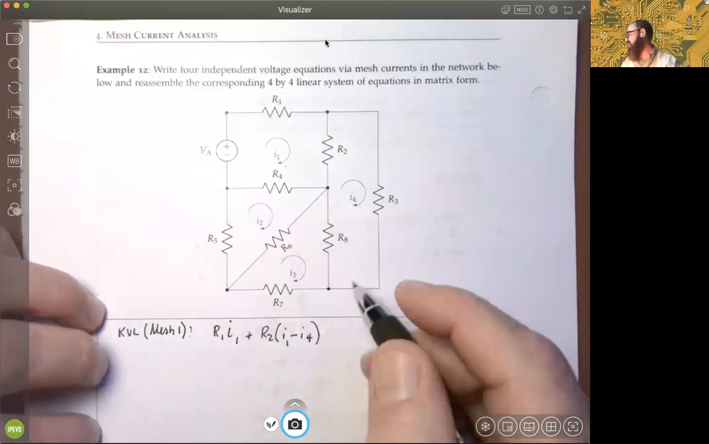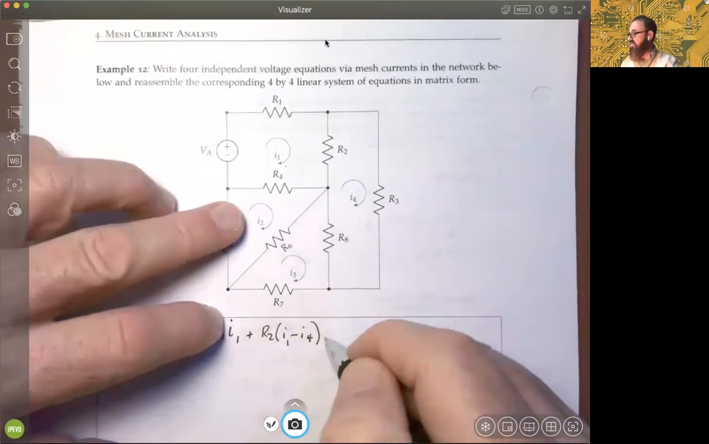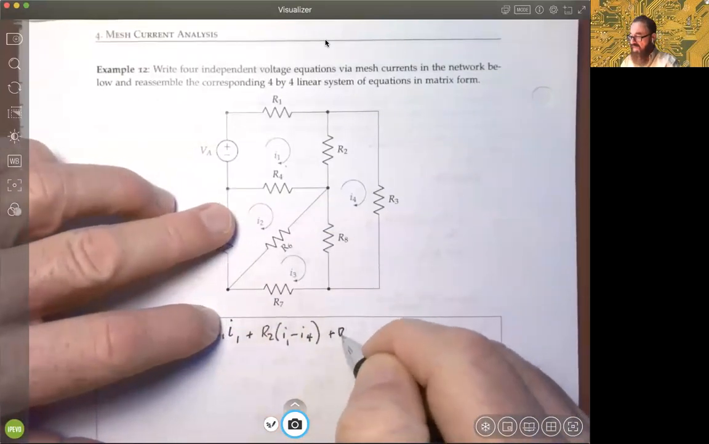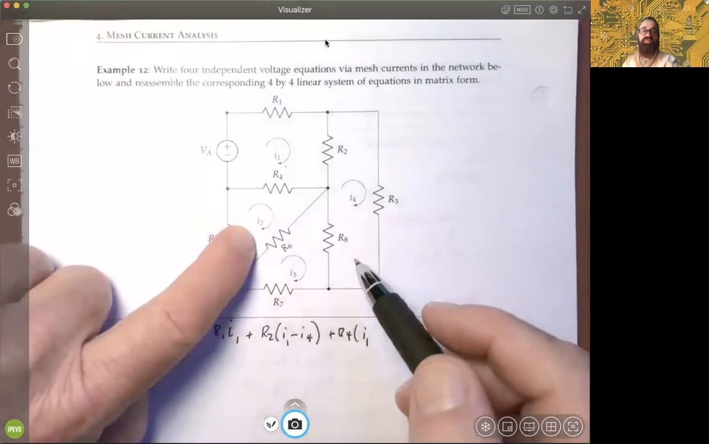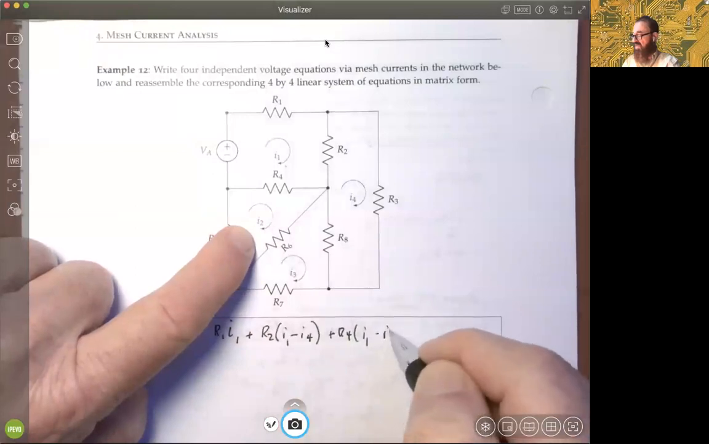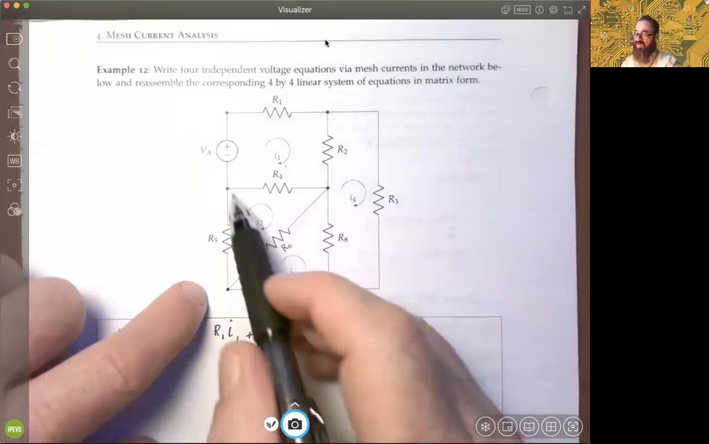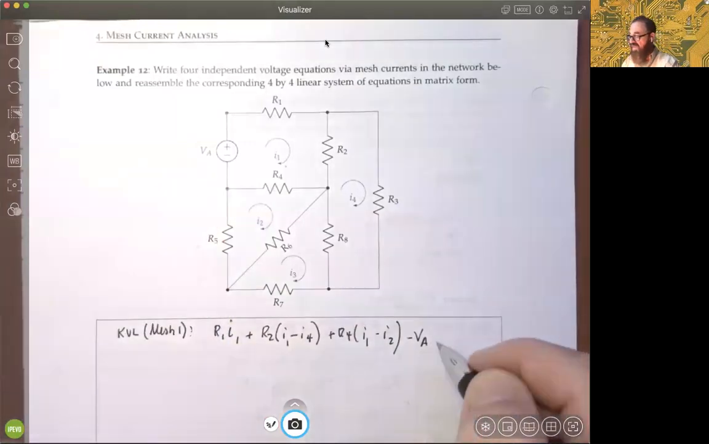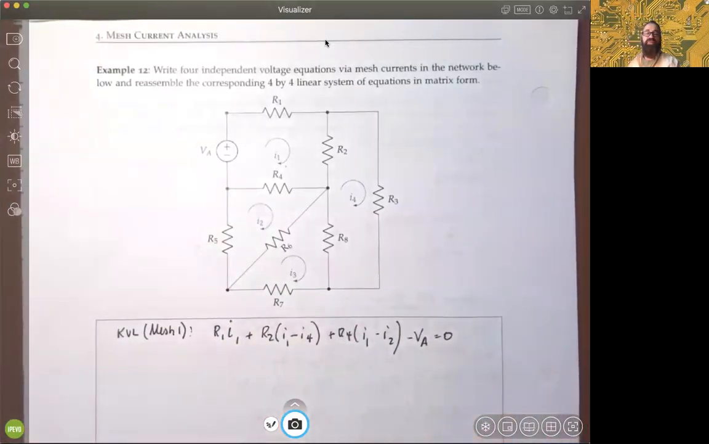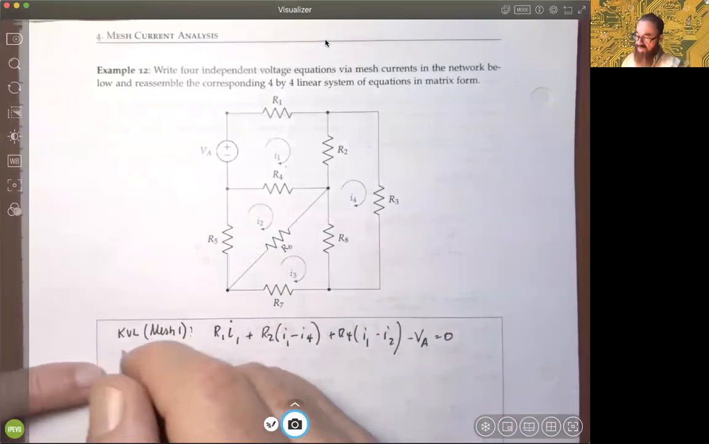Continue on around the mesh here. We come into R4, and again, it'll be I1 minus this opposing mesh current there. And then finally, we come into the negative polarity of that voltage source, and there's your first equation. And again, we will set up the matrix equation in a minute according to the unknown vector I1, I2, I3, I4. But for now, this is good enough. We have what we need.